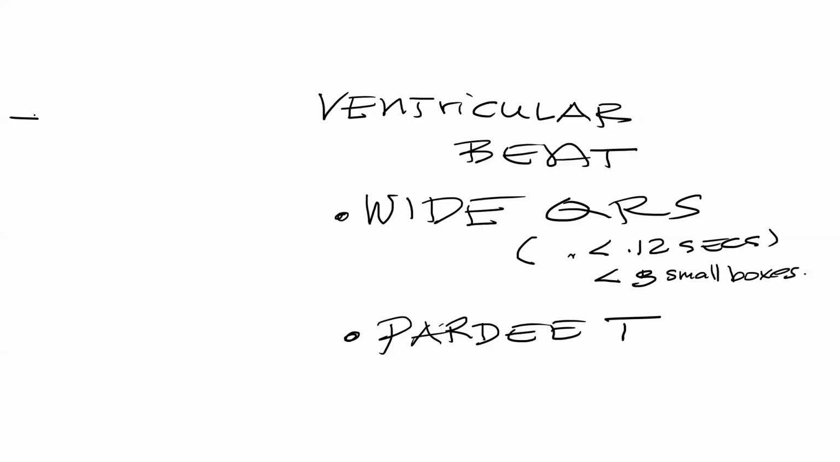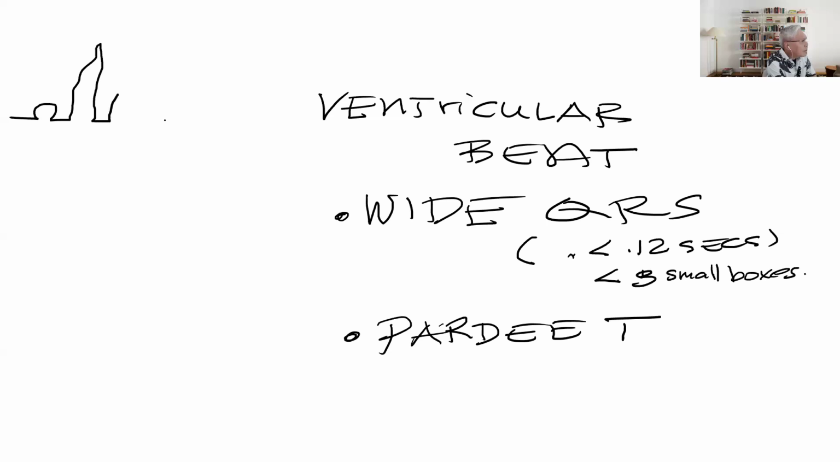Now, normally, if the QRS complex is going up, the T wave also goes up. If the QRS complex goes down, the T wave also goes down. And if the QRS complex is biphasic, meaning to say it goes up and down, the T wave also goes up and down.